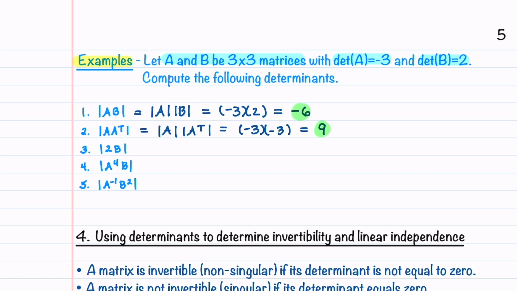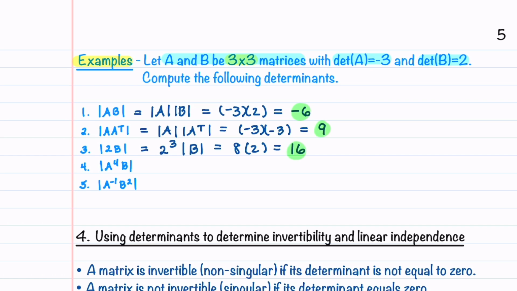In our third example, we have a constant that we can pull out. Let's notice that B is a 3 by 3 matrix. That means that when we pull the 2 out, we're going to have to raise it to the third power and then multiply that by the determinant of B. This gives us an 8 times the determinant of B, which is 2, and we get a final answer of 16.